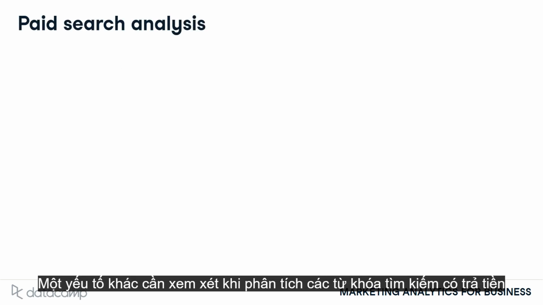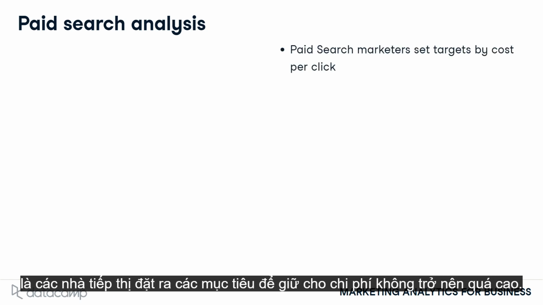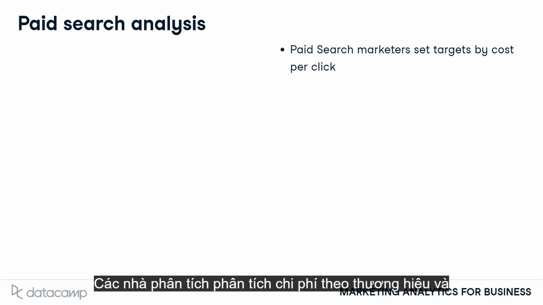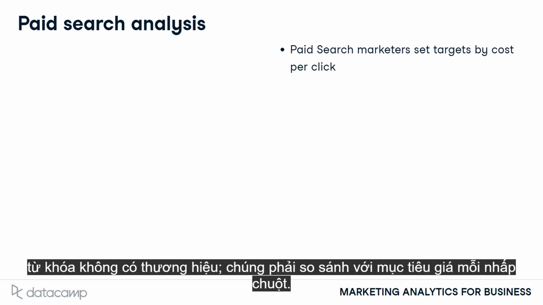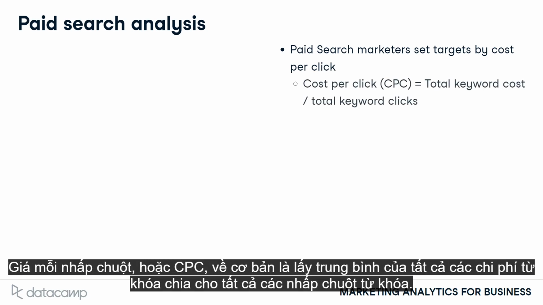Another factor to consider when analyzing paid search keywords is that marketers set targets to keep costs from becoming too high. It is not enough for analysts to analyze cost by branded and non-branded keywords. They must compare to cost per click targets. Cost per click, or CPC, is basically taking the average of all keyword costs divided by all keyword clicks.